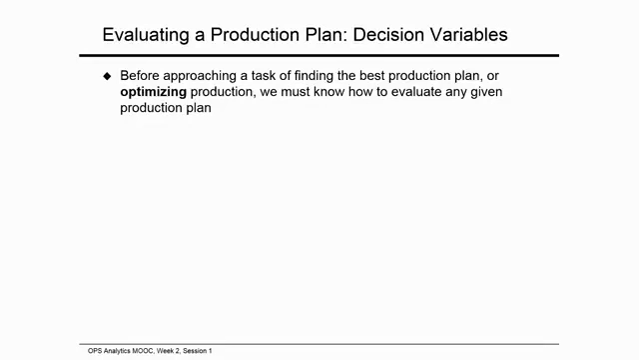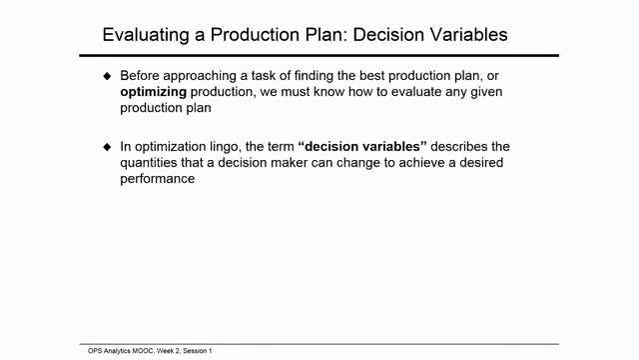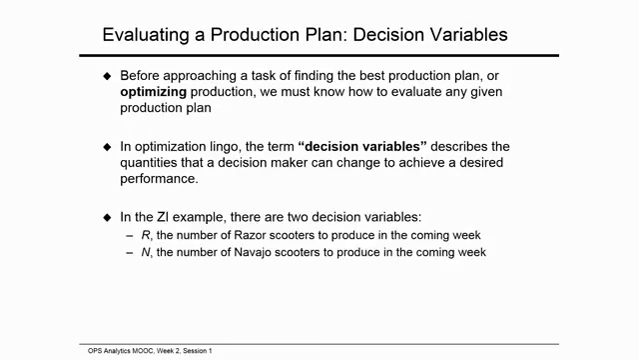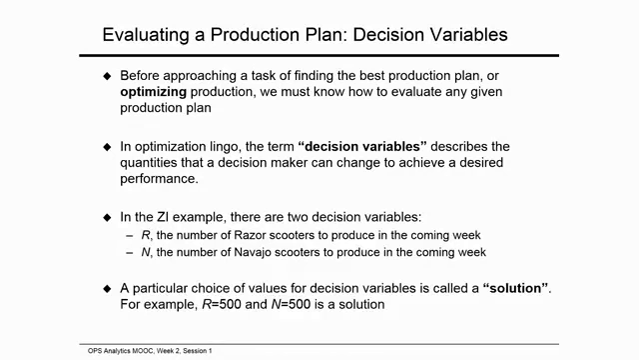The analysis of any problem focused on finding the best course of action, or using another word, on optimizing the course of action, must start by identifying the decision variables. Decision variables reflect actions that a manager or company must choose to achieve a desired outcome. In the Zuter example, the company must decide upon the numbers of each scooter model to produce. So, the decision variables are R, the number of Razor scooters to produce in the coming week, and N, the number of Navajo scooters to produce in the coming week.